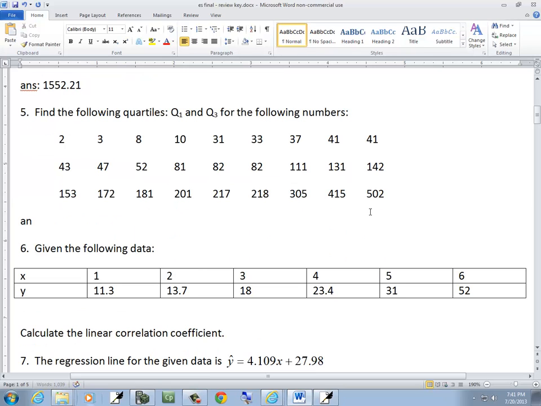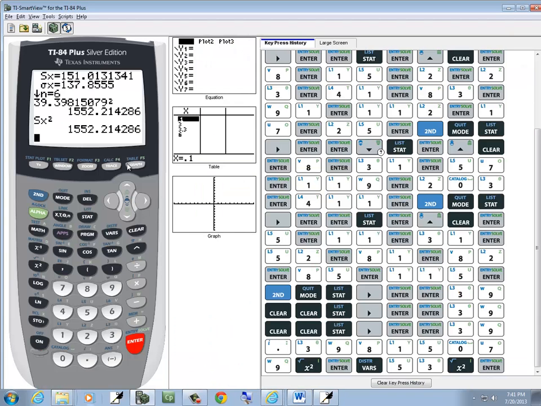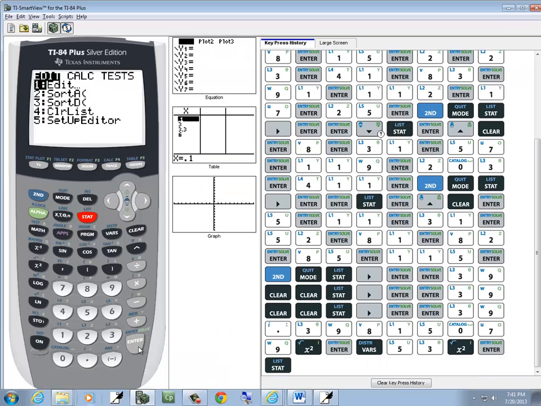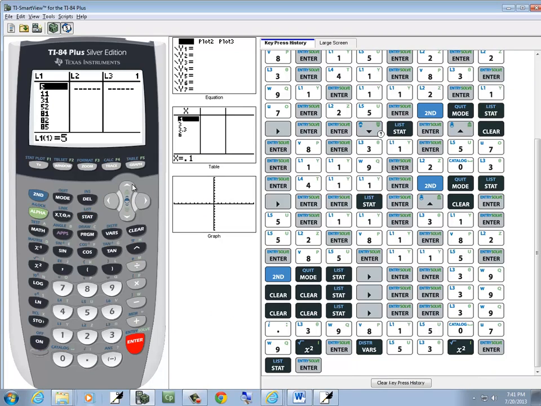Now our fifth problem here, we want to find the quartiles, Q1 and Q3. Well, let's go enter these numbers in. So press stat, enter on edit, up arrow, and now press clear.